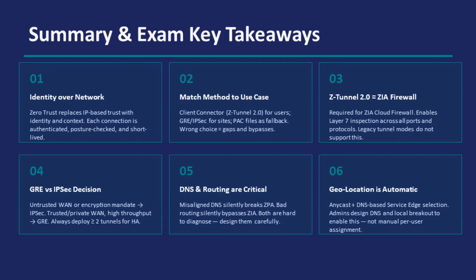traffic is traversing Zscaler. The sixth and final takeaway is that geolocation and service edge selection are automatic, but your network design either helps or hurts this automation. Zscaler handles service edge selection through Anycast and DNS-based measurement. You don't manually assign edges to users. But local internet breakout at branches is your responsibility, and without it, traffic backhauling to a central site defeats the geo-optimization entirely and degrades user experience significantly.